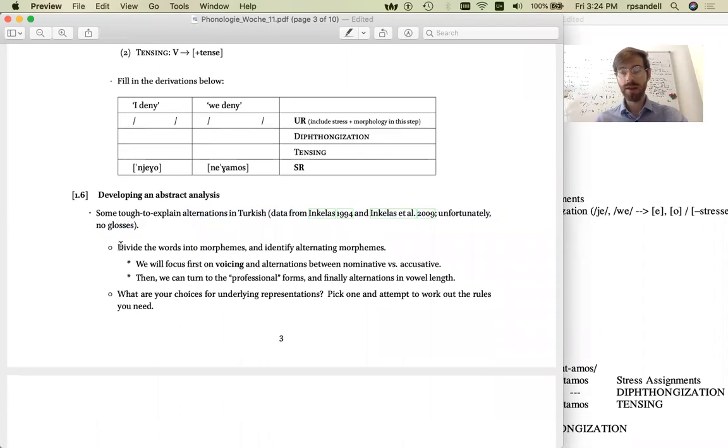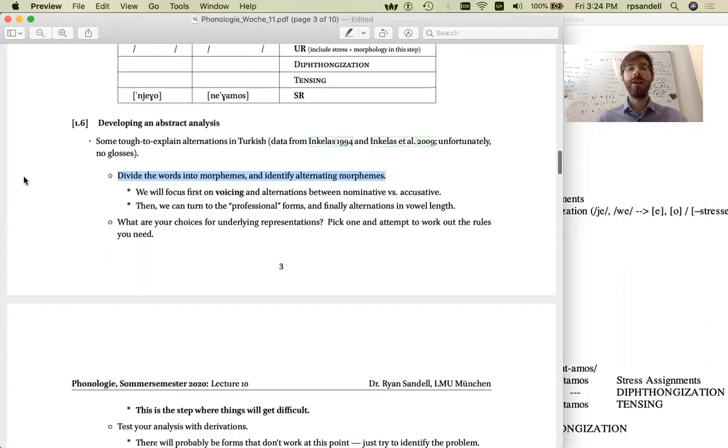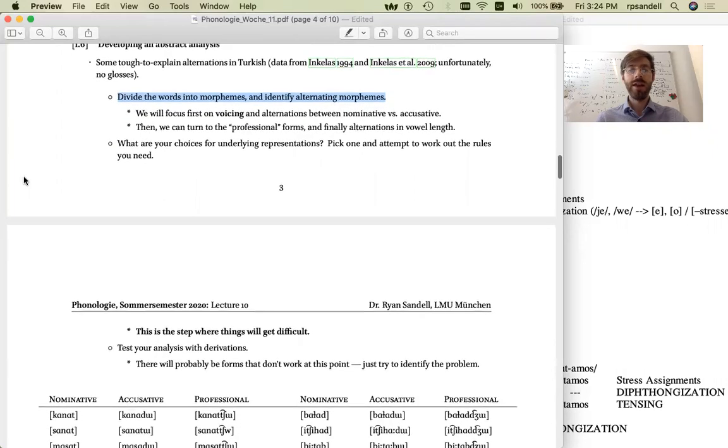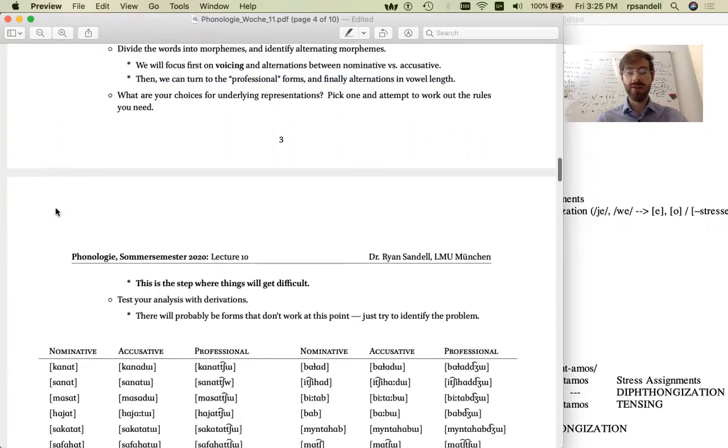So we'll carry out the usual procedure of first trying to divide up the words in the data into morphemes, carrying out the morphological analysis, and we'll identify alternating morphemes. And I'll suggest here that we start with the nominative and accusative forms and see first what the alternations are, and then after we've identified some problems, we can turn to the professional forms and look at alternations in vowel length as well.